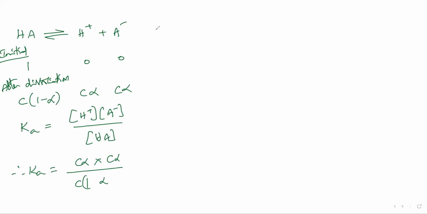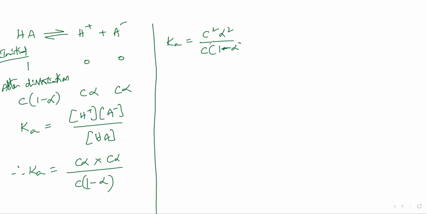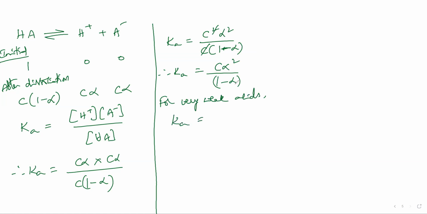Okay, and what it will be? So let us simplify this. Acid dissociation constant Ka is equal to C square alpha square by C into 1 minus alpha. So this C and square gets cancelled. Therefore, finally Ka is equal to C alpha square by 1 minus alpha. But for very weak acids, this alpha in the denominator can be neglected. So it becomes C alpha square.